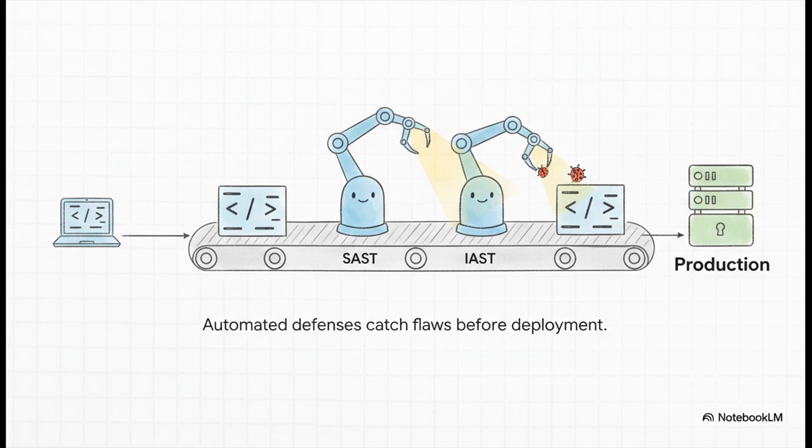And finally, rule number 5, you have to automate. You can't catch everything by hand. You need to build security testing right into your development pipeline. That means using tools like SAST, which scans your code for problems, and DAST, which tests your live application from the outside. These tools work tirelessly to find vulnerabilities early, when they're cheapest and easiest to fix.